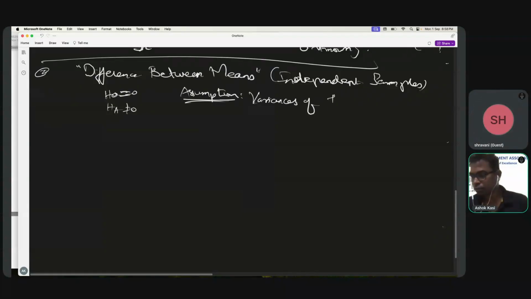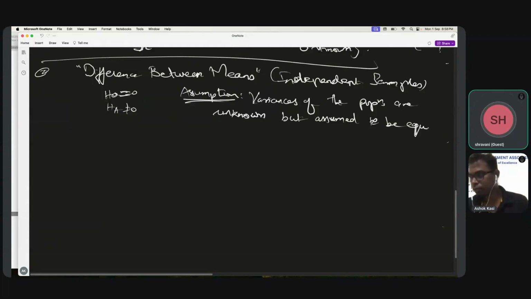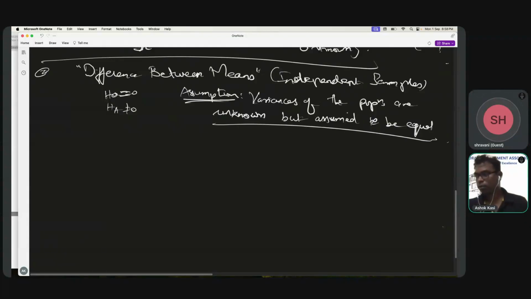Variances of the populations are unknown, but assumed to be equal. This line is very important, okay? Variances of the populations are unknown but assumed to be equal.